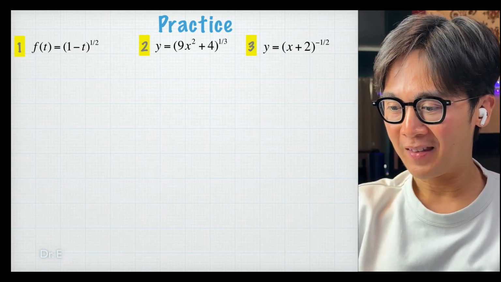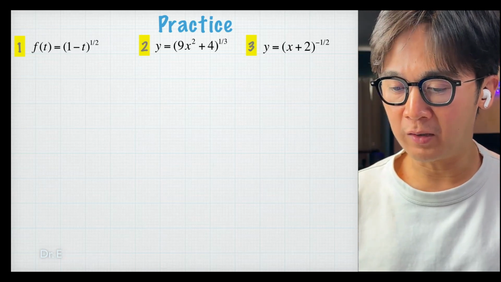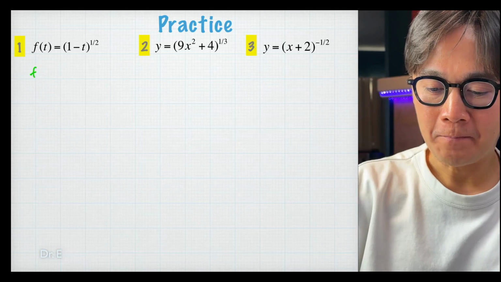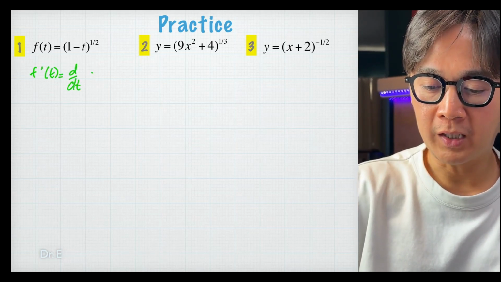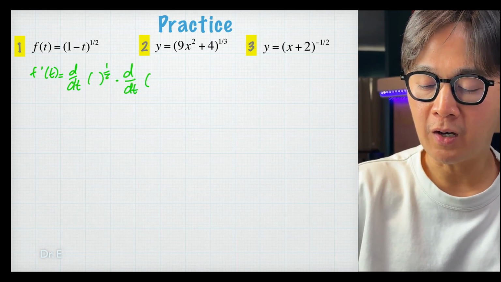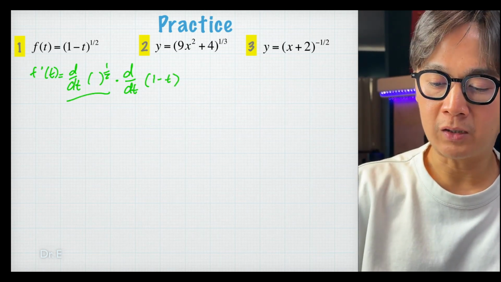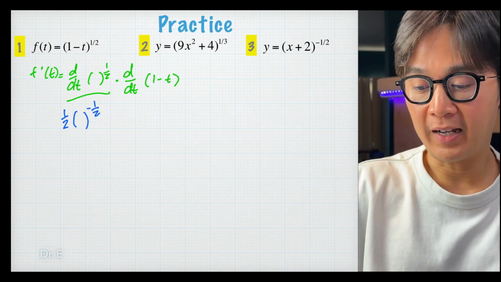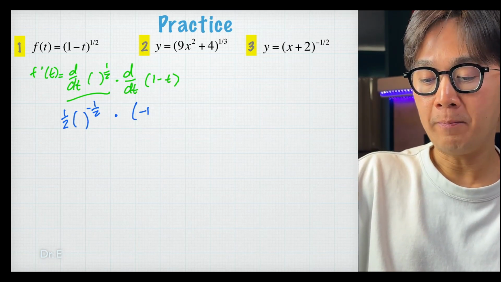Let's answer the first one. I'll work on the first one. Let's see if I can fit all three of them on one iPad. So f prime of t is the derivative of the main function, which is parentheses to the 1/2, times the derivative with respect to t of 1 minus t. The derivative of the main function is going to be 1/2 times 1 minus t raised to the negative 1/2. The derivative of that inside is negative 1.